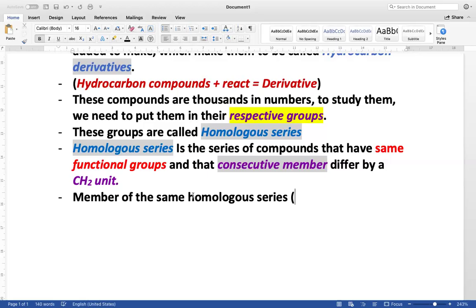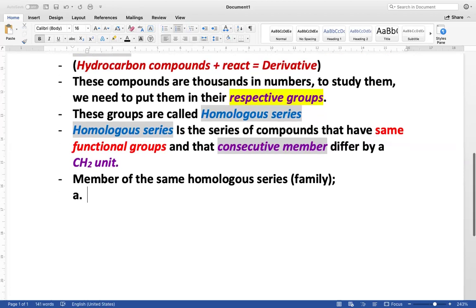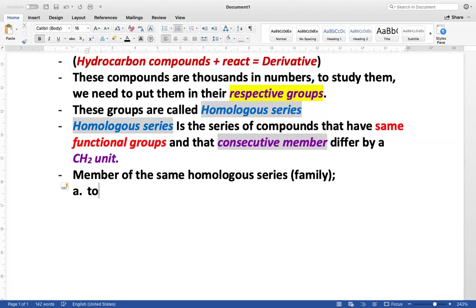Should we say the same family? What do we expect of them? We expect them to react in a similar way.